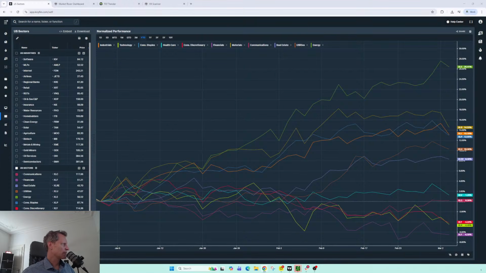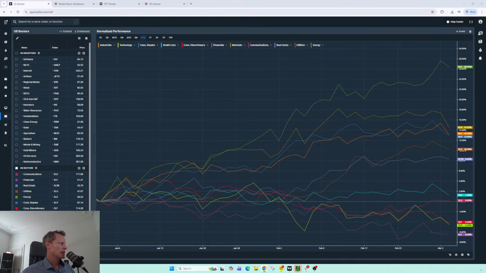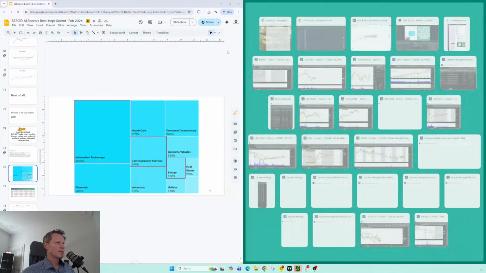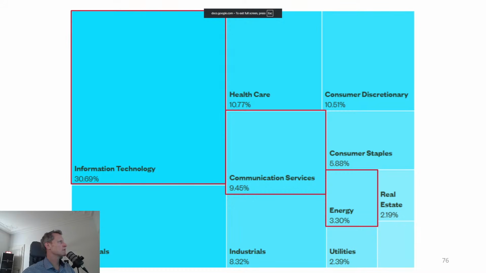This actually comes from our presentation for HeatSeeker, but I think you will see here what I just unsplit. Here we go. Okay, so this here is the breakdown of the sectors of the S&P 500. Each one has a different weighting.